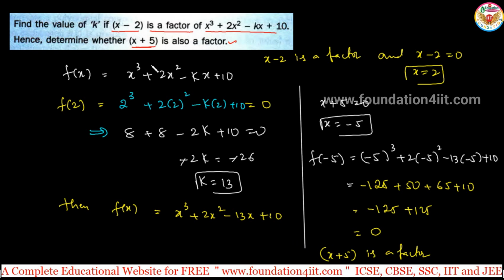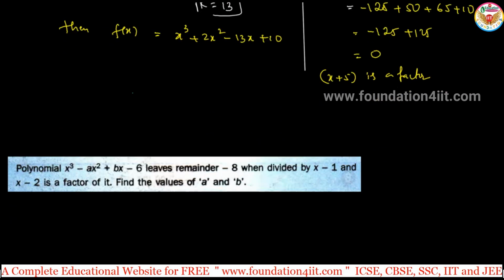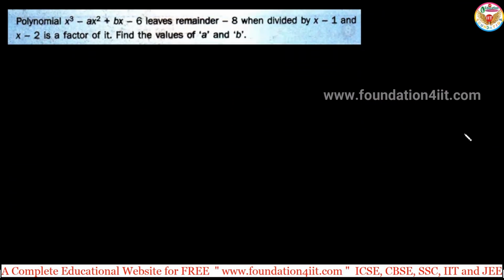So whenever they are asking if it is a factor, the remainder is 0. If the remainder is 0, that is when it is a factor. Let us see one more sum of this type: the same function or single polynomial with two conditions. How to solve?